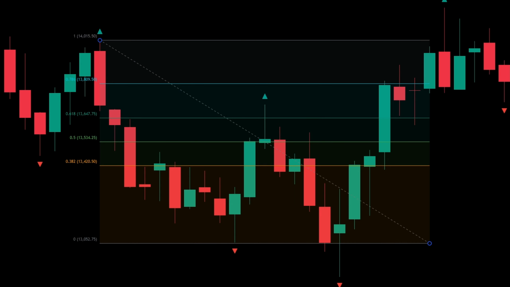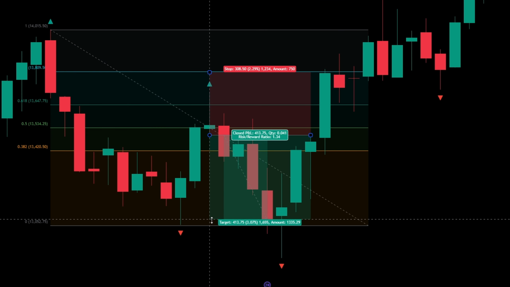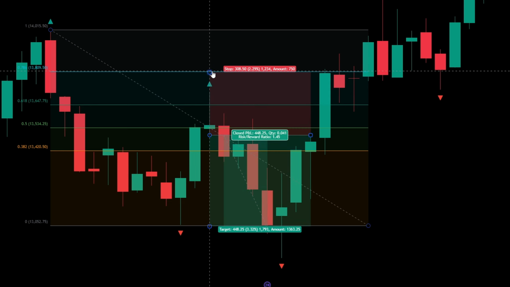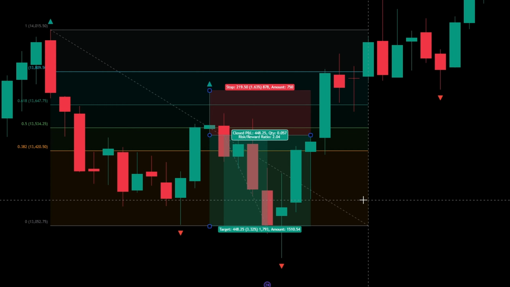Now, if we come back over in this situation and we grab our trade tool and we measure and just see what's the risk reward on this particular trade? Remember, stop loss just needs to go right above the candle. And in this situation, we actually have a 2-to-1 reward to risk ratio on this trade, which is very favorable.